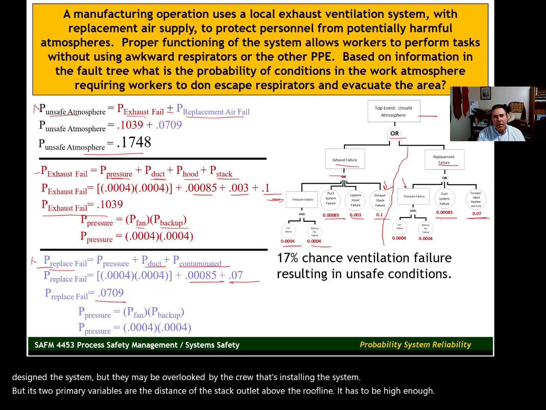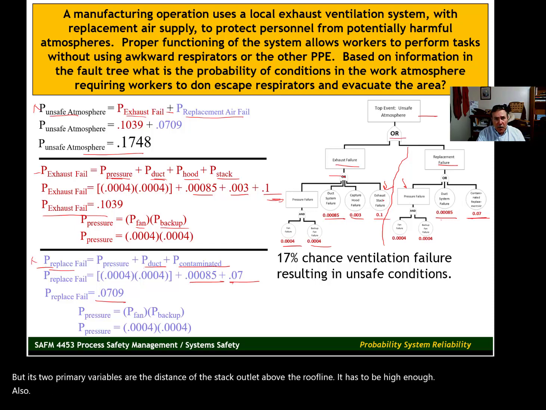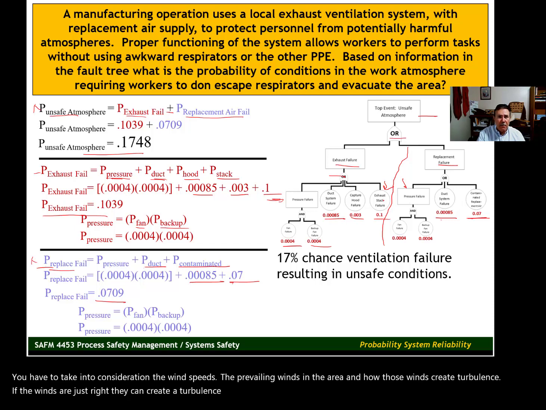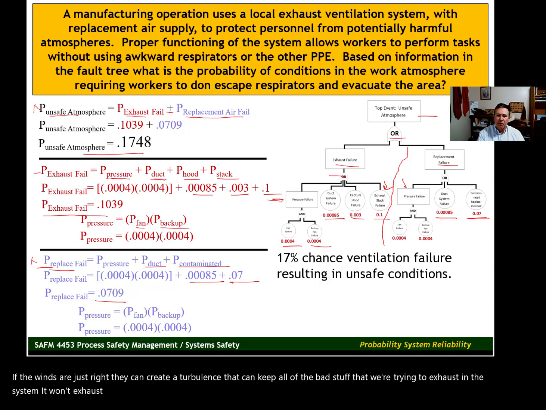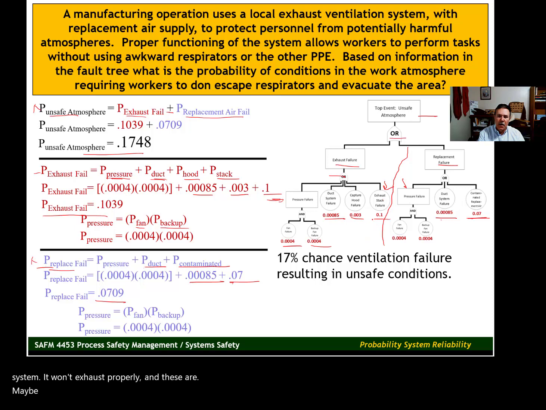Also, you have to take into consideration the wind speeds, the prevailing winds in the area, and how those winds create turbulence. If the winds are just right, they can create a turbulence that can keep all of the bad stuff that we're trying to exhaust in the system. It won't exhaust properly. Again, maybe the most common problem with exhaust ventilation systems is the installation of the exhaust stack.